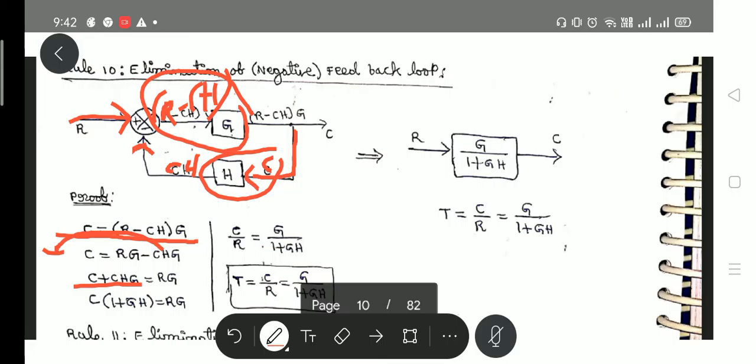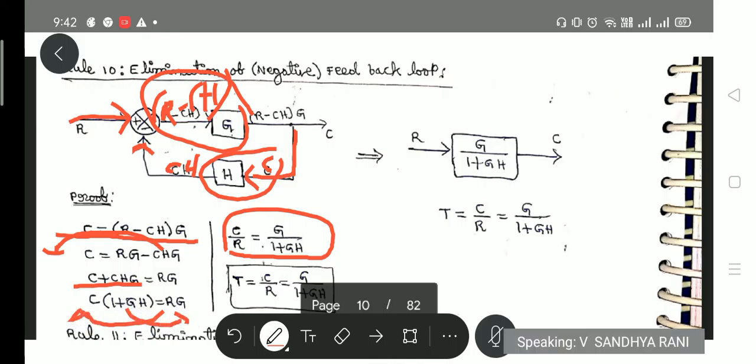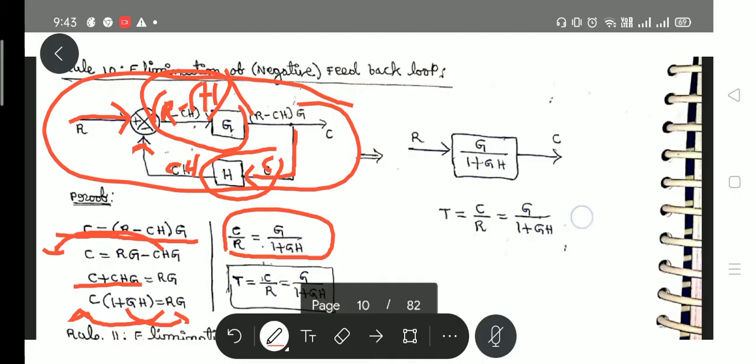What is the transfer function? C by R. So C by R is equal to G by 1 plus GH. C by R on this side, 1 plus GH taken to this side. So C by R is equal to G by 1 plus GH. That is the transfer function of this negative feedback loop. In the same way, we can take the positive feedback loop.